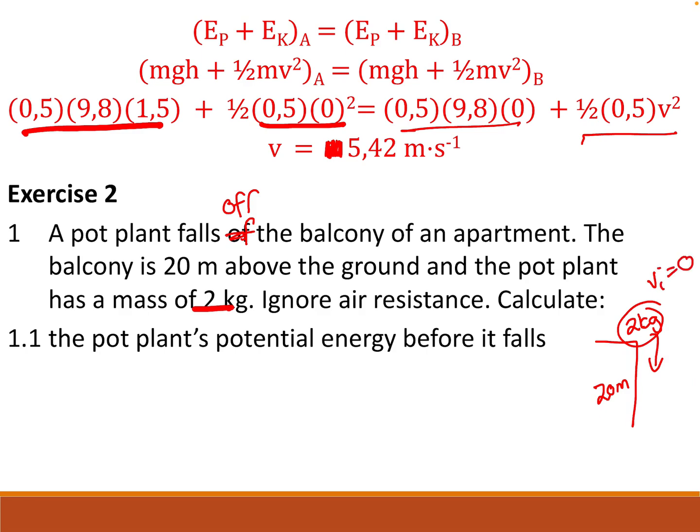They want the pot's potential energy before it falls. Well, that's easy. EP equals mgh, 392 joules. It's already in kilograms, so that makes life easier, and it's already in meters. That also makes life easier.